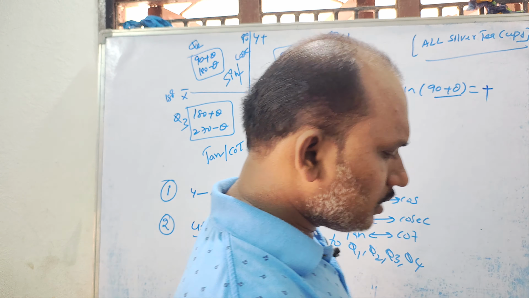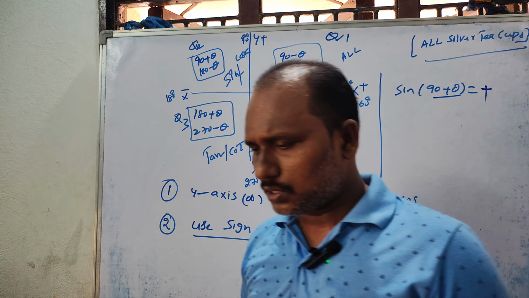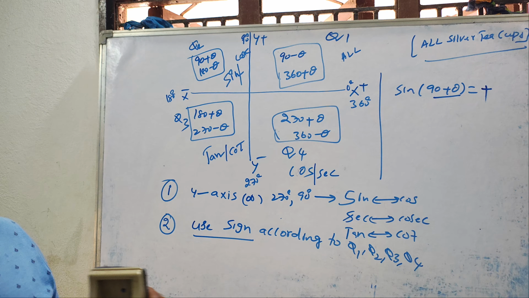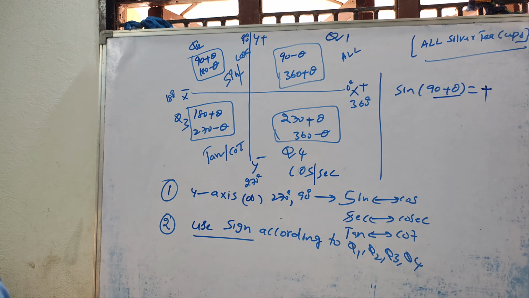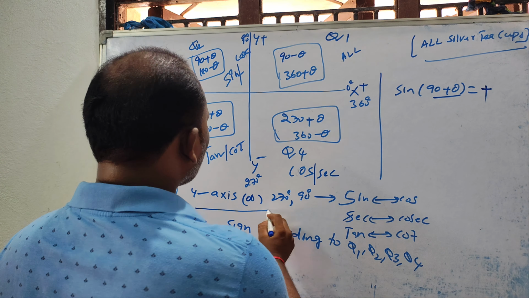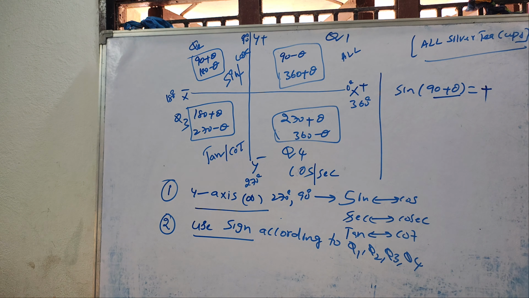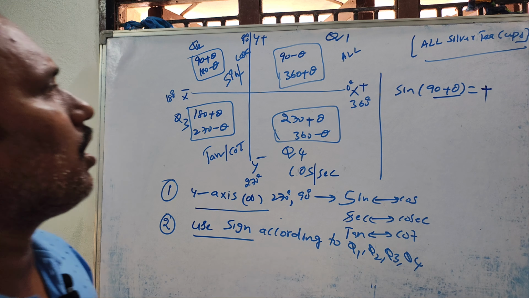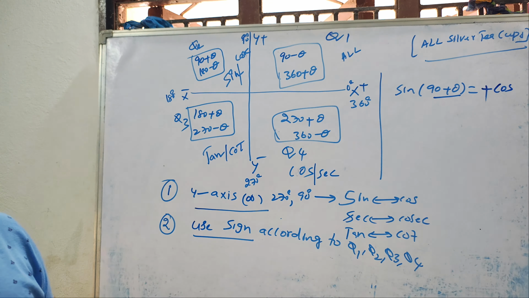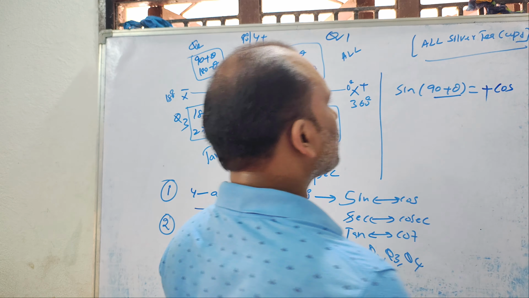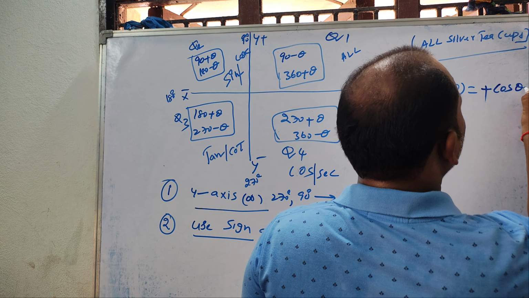Sin(90 + theta) is there. What do we have to check first? Our duty is to check the quadrant. What is the quadrant here? The first quadrant? Plus. And what did I tell? The second rule: for the y-axis, 90 and 270, sin becomes cos. Why? Because sin is there, it becomes cos. So sin(90 + theta) becomes cos theta.